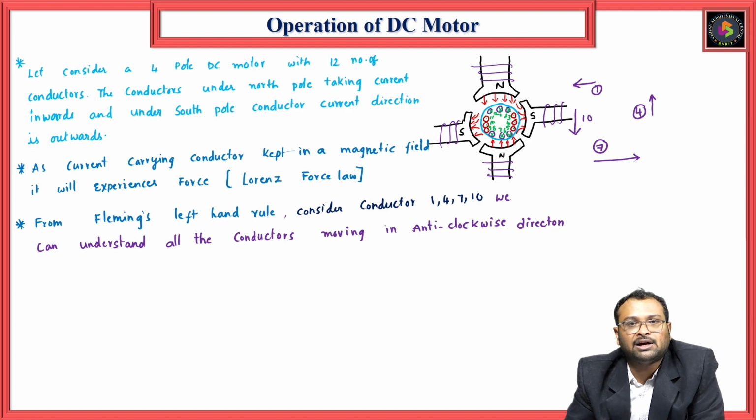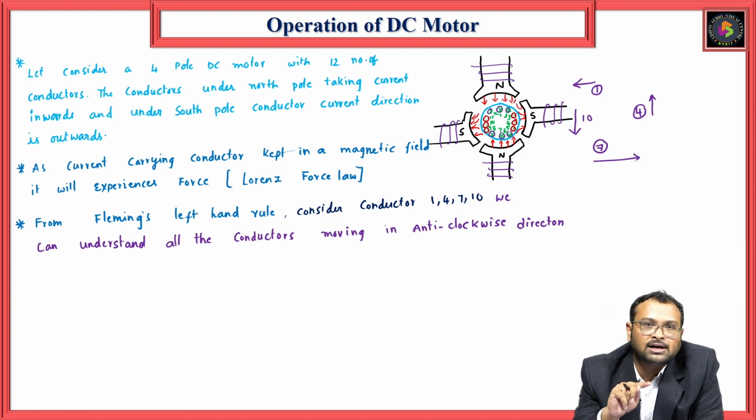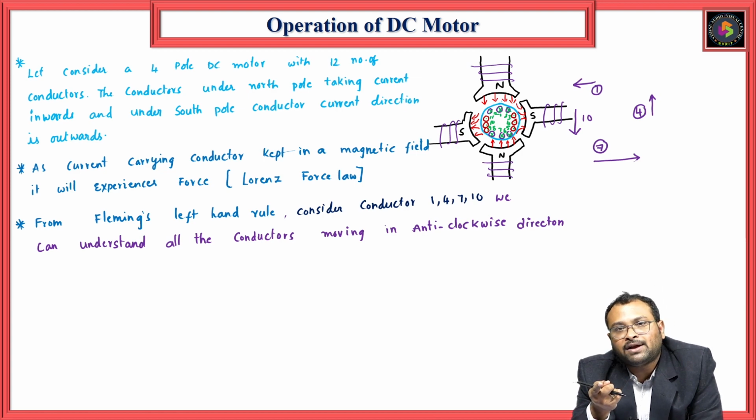Simply we can say it like this also. We know the sub law of Faraday's laws, which law? Lenz law. What is Lenz law saying? Lenz law says that the EMF induced in a conductor will always oppose the cause behind it. Here, why is EMF induced? Because the conductor cuts the flux. Why does the conductor cut the flux? Because a force is generated.